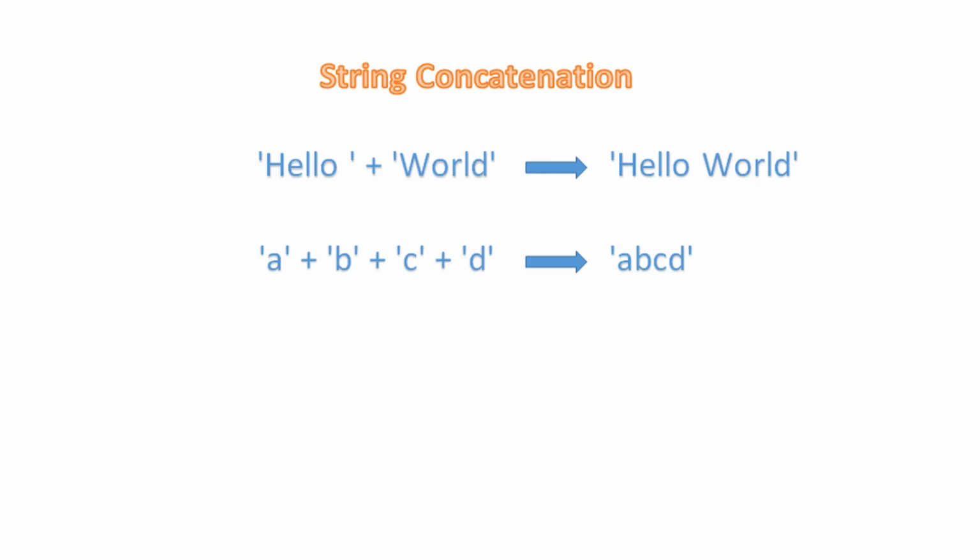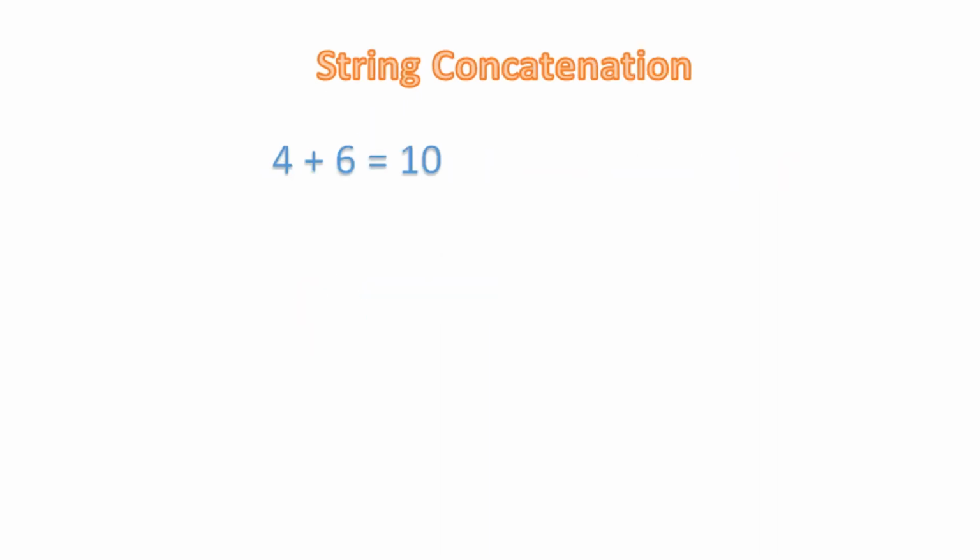String concatenation. Joining two or more strings into a single one is called concatenation. The plus operator does the concatenation in Python. We already saw that plus operator is used for adding two numbers. For example, 4 plus 6 is equal to 10, because 4 and 6 are numbers. But if both operands are string, then it will concatenate the string.